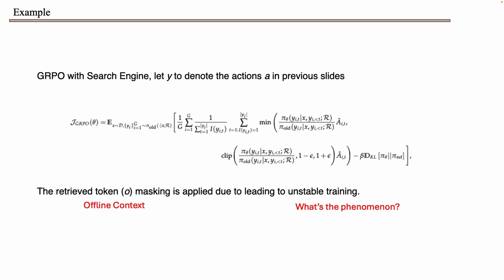So what is off policy? By definition, if you send this tool feedback into a model and its likelihood on each token is low, it means the model is not likely to generate such a sequence, such feedback. So it is called off policy. Off policy will make your training very unstable, so people usually mask those feedback tokens when training with reinforcement learning.